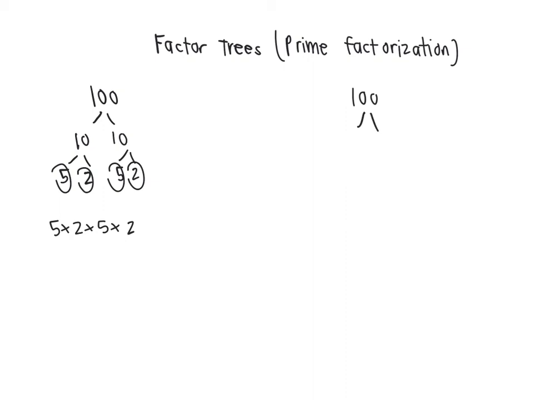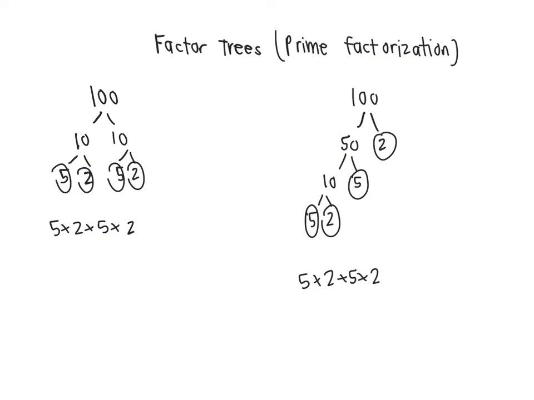I could have also factored 100 as 50 and 2. I would have circled 2 for being prime. 50 I could say is 10 and 5. Circle the 5, and then 10 is 5 and 2. And I circle the 5 and the 2, and then I would have 5 times 2 times 5 times 2, which is the same number on both sides. So again, it doesn't matter which factors you start with because you're always going down to all of the prime numbers.